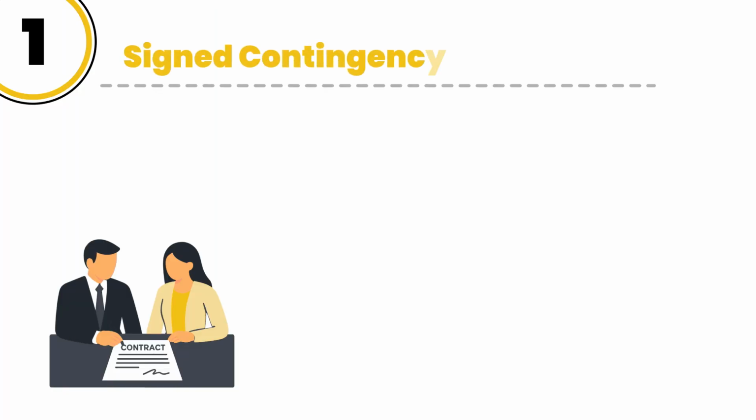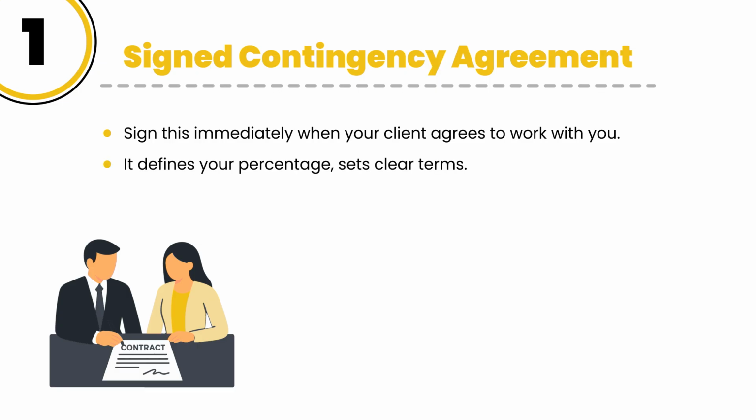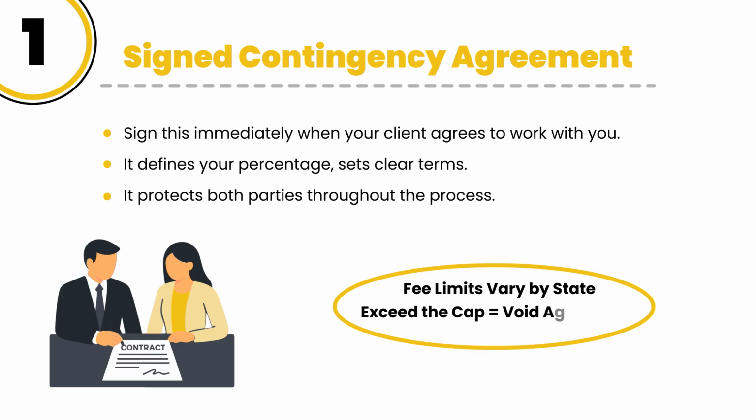1. Signed contingency agreement. This is the first document to sign as soon as your client agrees to work with you. It spells out your percentage, your terms, and it protects both of you for the entire duration of the process. Every state has a different cap on what you can charge as an agent or assignee. Some states cap it at 10%, some go higher. Know your state's number before you put a figure in that contract, because if your fee exceeds the legal cap, the whole agreement can be thrown out. Get this signed before anything else moves forward.